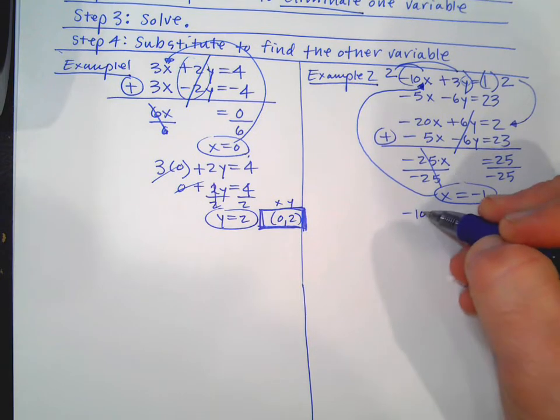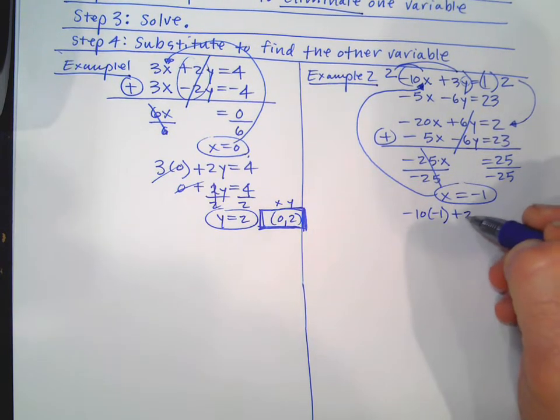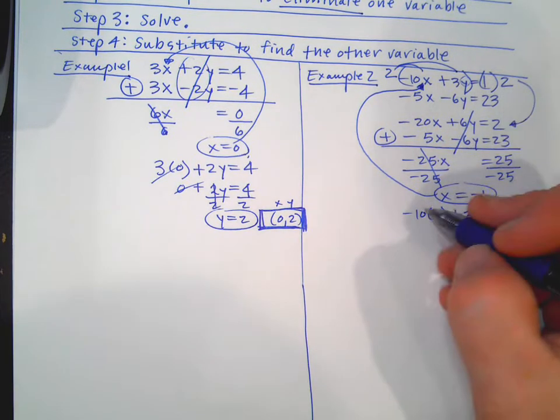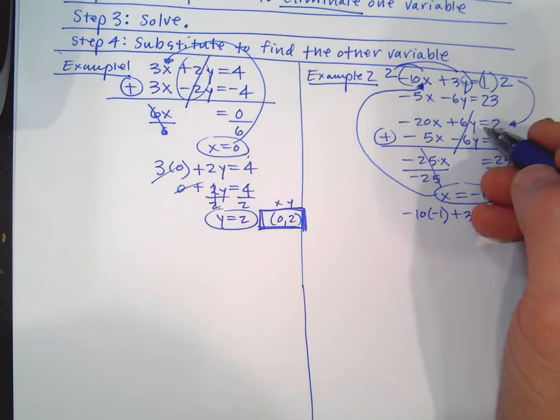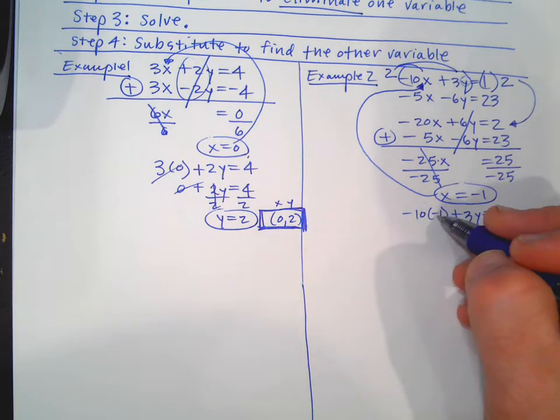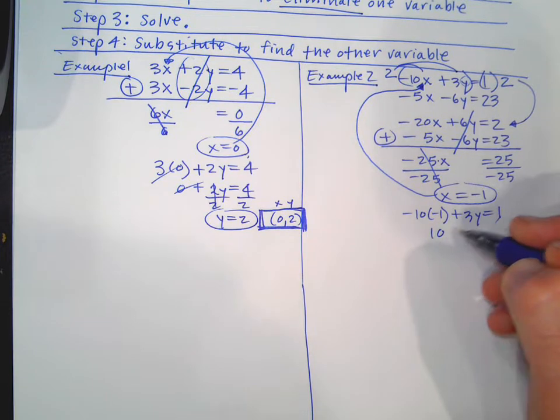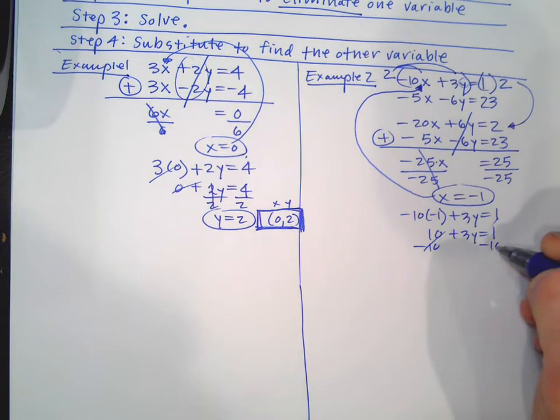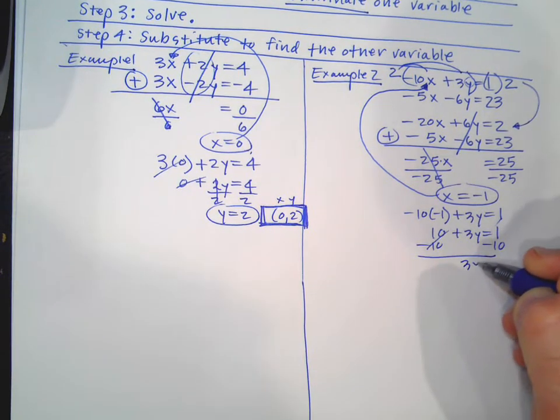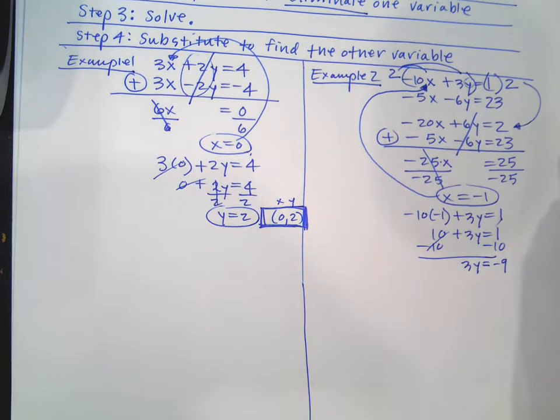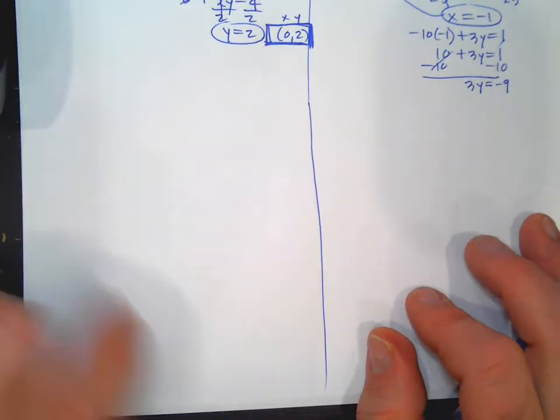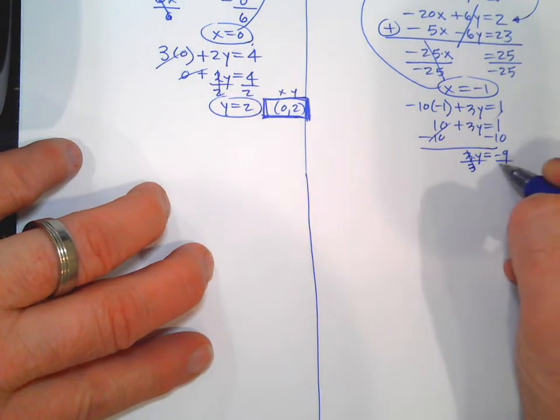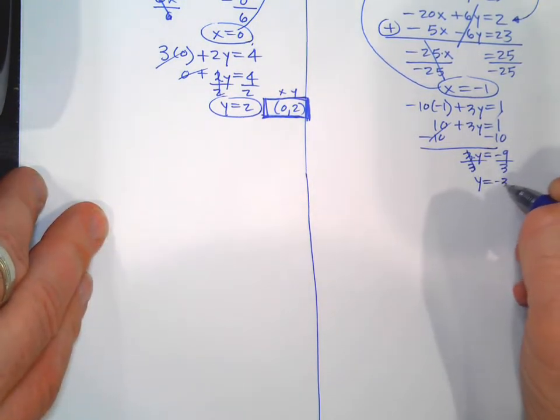So negative 10 times negative 1 plus 3y equals 1. And I'm doing the version before we multiplied by 2. You can do the version after you multiplied by 2, but the numbers are bigger, which makes it a little harder. Negative 10 times negative 1 is positive 10. So then I'm going to subtract 10 from both sides. Now we're solving in reverse PEMDAS, reverse order of operations. Do addition and subtraction first. Then multiplication, division, divide by 3. y equals negative 3. That's the other half of your answer.